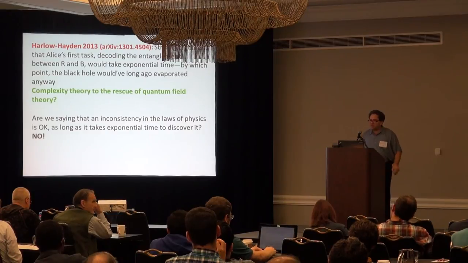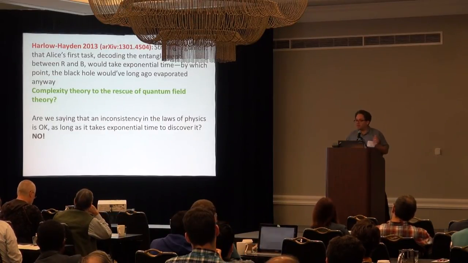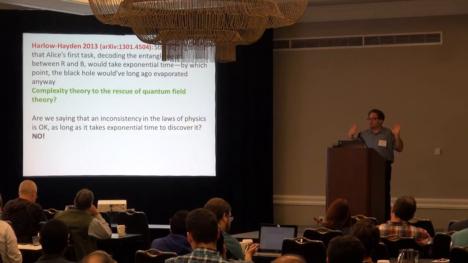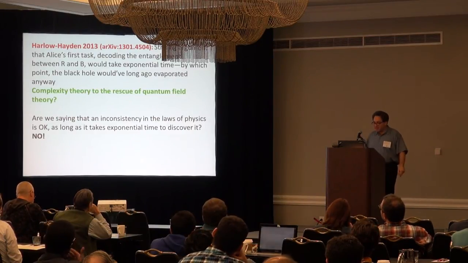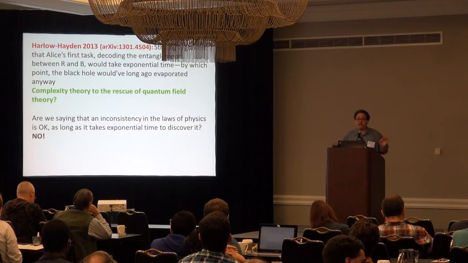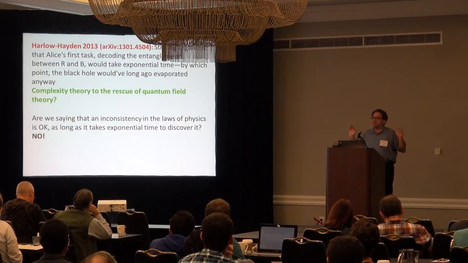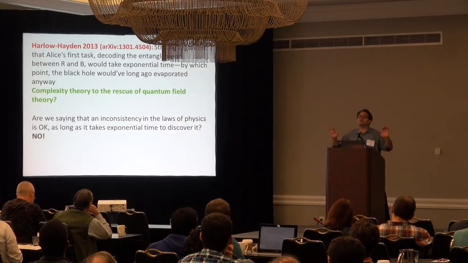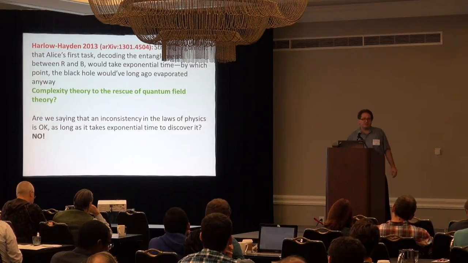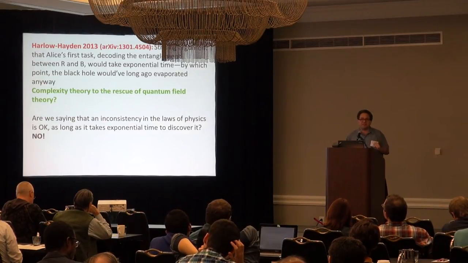So now a lot of people are very uncomfortable about that, which, to some extent, you should be. But it's important to understand what Harlow and Hayden are not saying. A lot of people have caricatured it by saying they're saying it's okay to have a contradiction in the laws of physics as long as it would take exponential time to uncover it. That's not what they're saying at all.